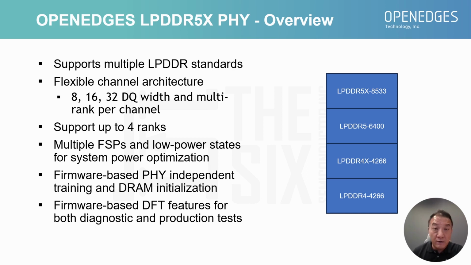Secondly, each of our PHY channels can be flexibly constructed to have a DQ width of 8, 16, or 32, with support of multiple ranks per channel, up to 4 ranks. Our PHY supports multiple frequency set points, also known as FSPs, so that various frequency states can be pre-trained and restored quickly for power optimization.